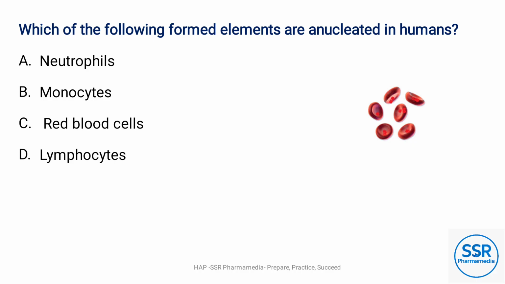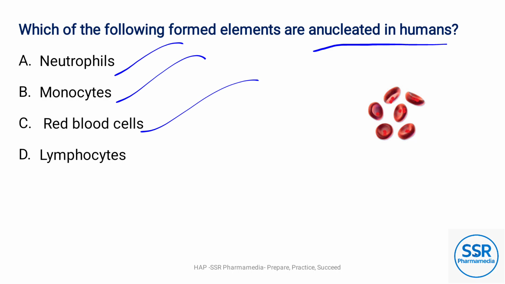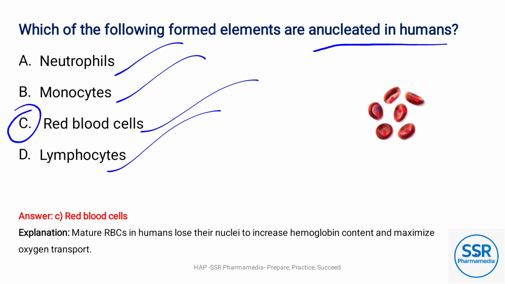Which of the following formed elements are unnucleated in humans? Option A, neutrophils. Option B, monocytes. Option C, red blood cells. Option D, lymphocytes. The answer is option C, red blood cells. Mature RBCs in humans lose their nuclei to increase hemoglobin content and maximize oxygen transport.